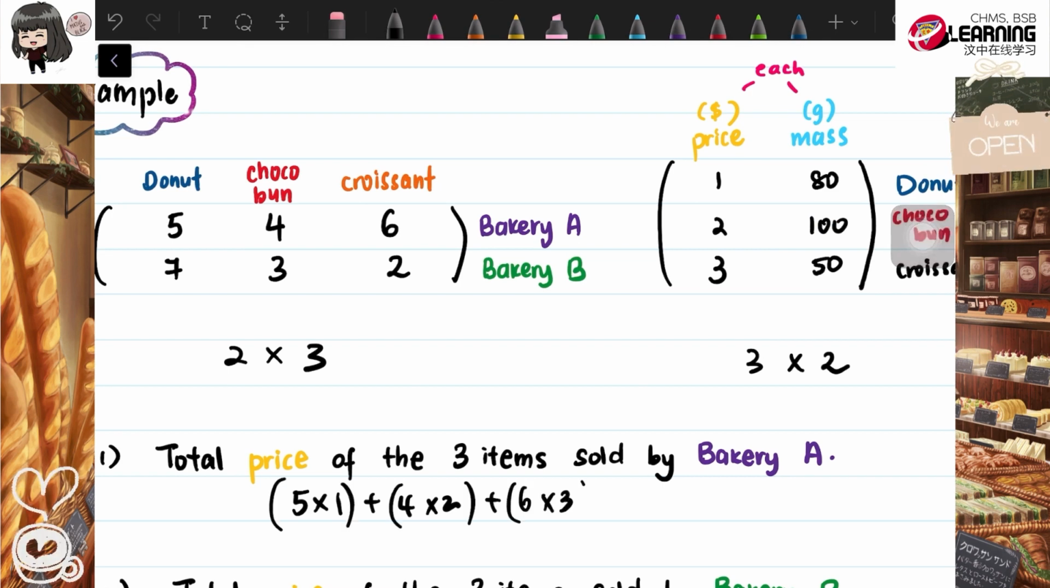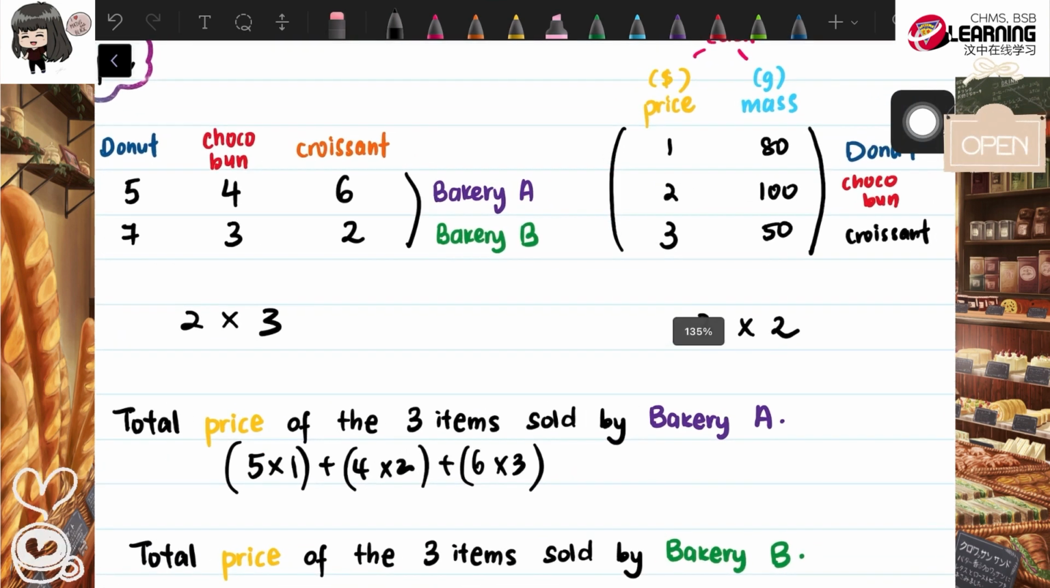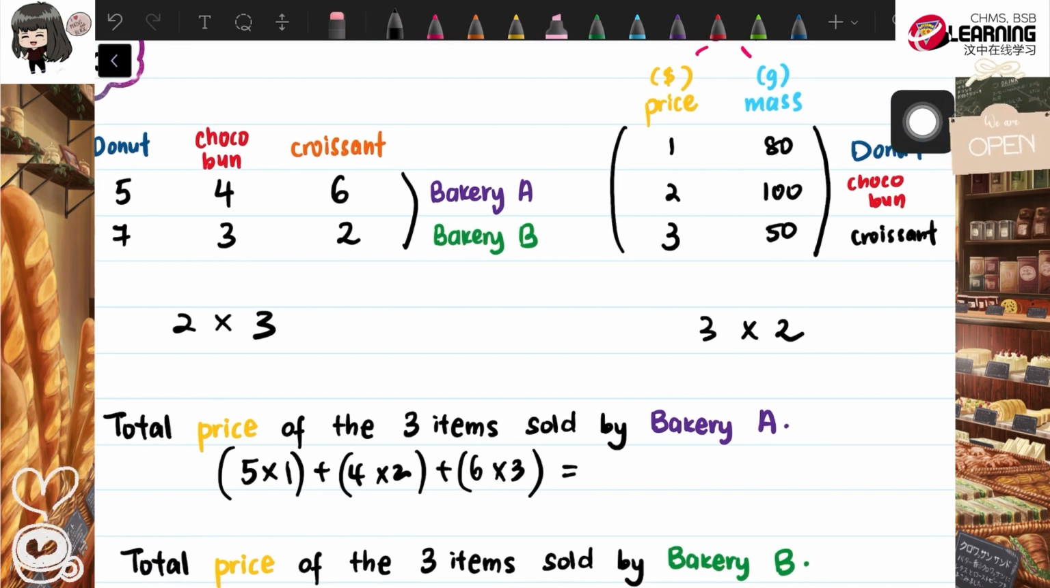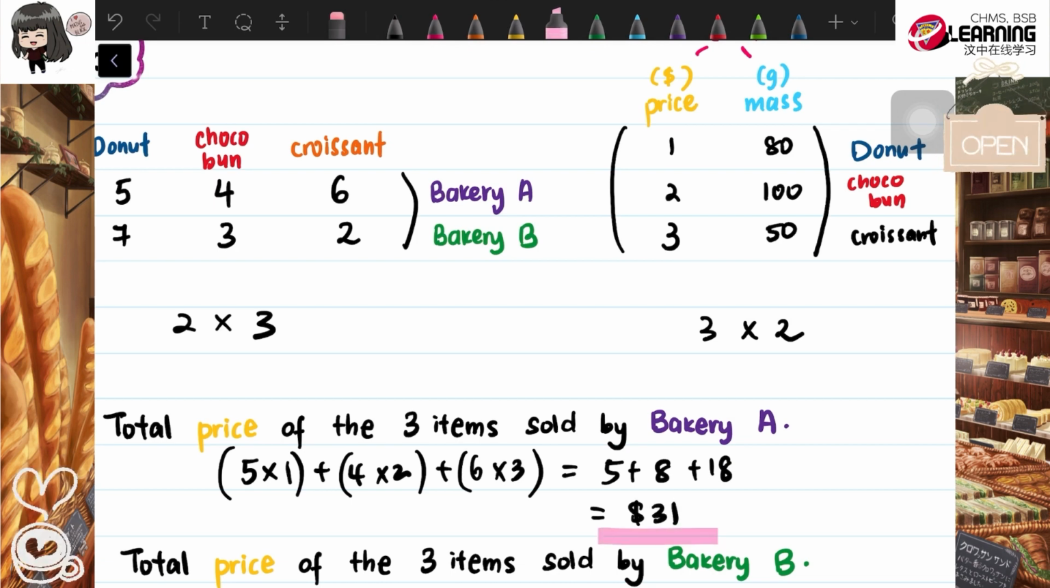Okay, can you see that? This is the total price for donuts, total price for choco buns, and total price for the croissants. So it goes this way: 5 times 1, plus 4 times 2, and plus 6 times 3. So here we total up and we get $5 plus $8 plus $18, which sums up to $31. So the total price of the 3 items sold by bakery A is $31. In this case you multiply this way, the first row and the first column.